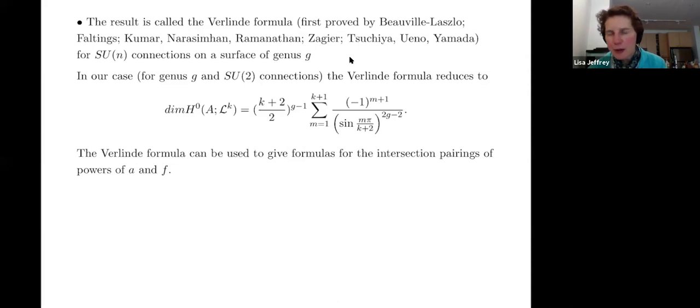There have been many generalizations to groups other than SU(N), and things like parabolic bundles and a lot of other results. Anyway, for our case, I've written this for genus G and for SU(2) connections. This is a sum from M equals 1 to K plus 1. This formula can be used to extract formulas for the intersection pairings of the classes A and F. And that is what Michael Thaddeus did.